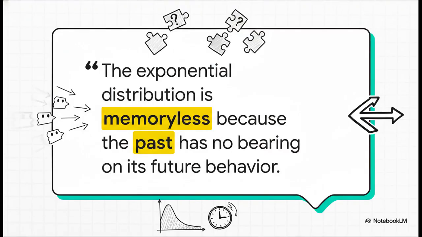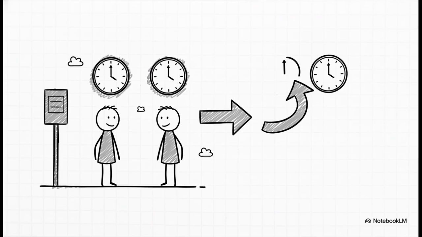But here's where it gets really weird and fascinating. The most unique property of the exponential distribution is this: it's memoryless. What's happened in the past has absolutely zero bearing on what's going to happen in the future. So what on earth does that actually mean?